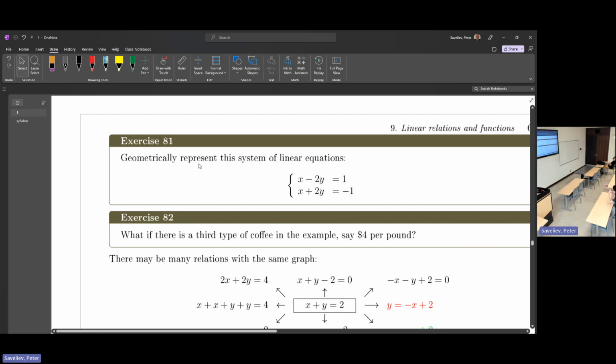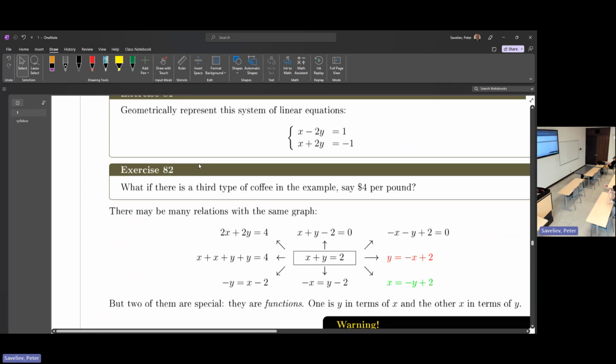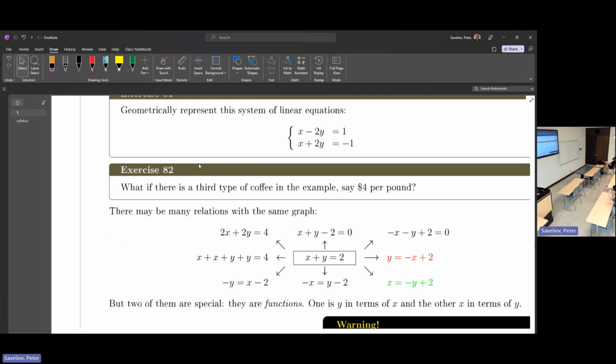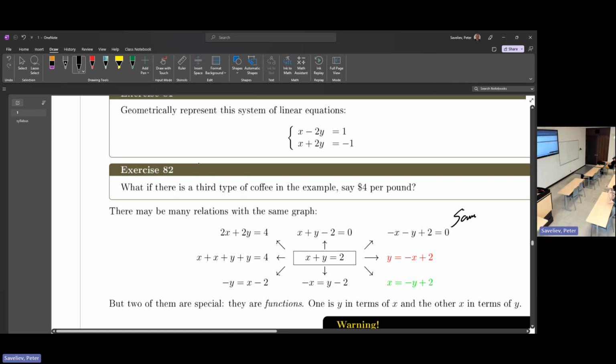Okay, so these are relations having the same graph. So x plus y is equal to 2. You are allowed to do algebra with it, so you can move stuff around, multiply, divide, and all of these represent the same relation. The same relation. So what makes two relations the same? What makes two relations the same? Well, this one is it. So same. What does same mean?